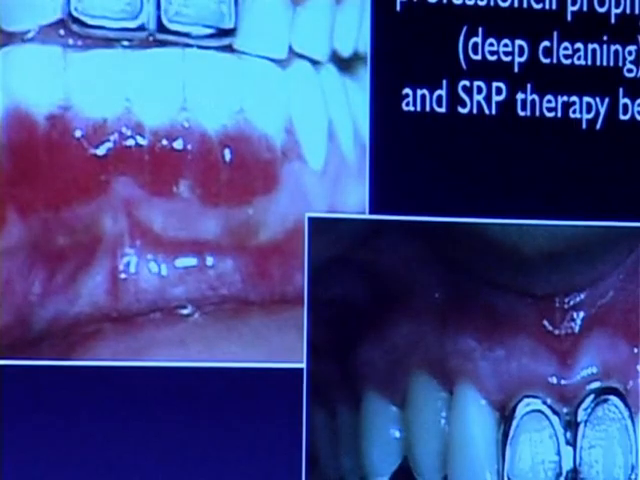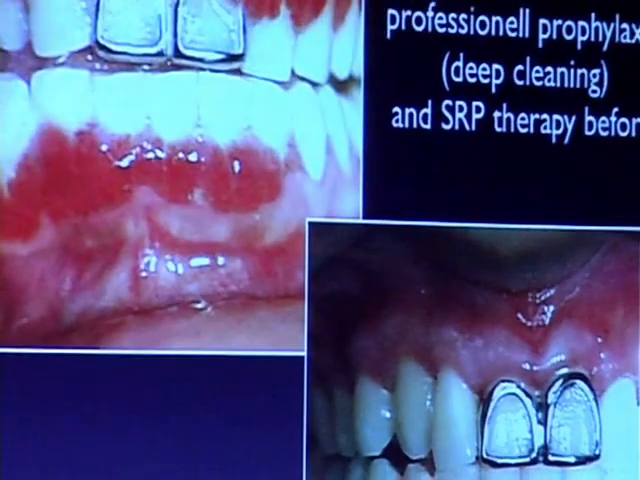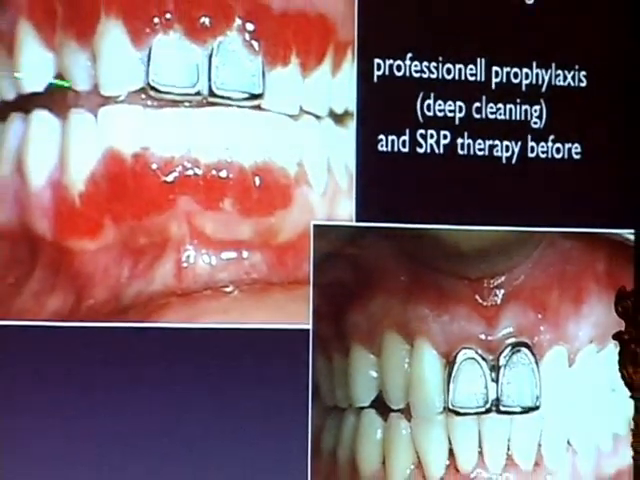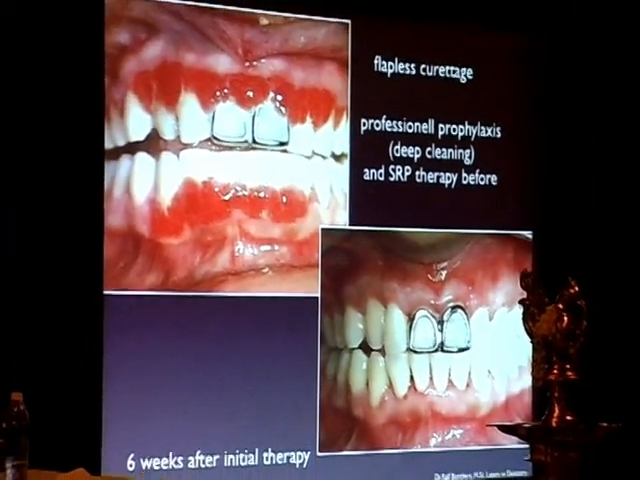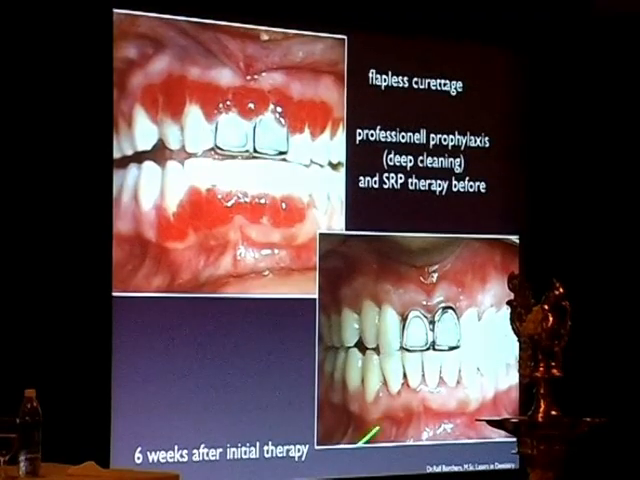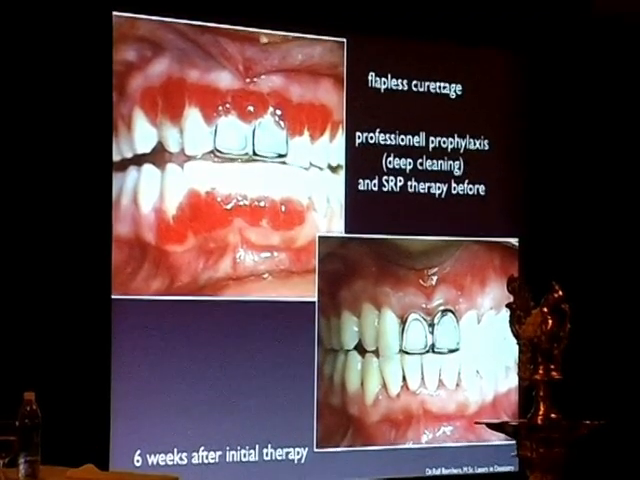This is a very serious case, and we've tried this flapless with a professional deep cleaning, scaling and root planing, and laser therapy. And this is the situation 6 weeks after the initial therapy, and we have just lased all the pockets once again. And you can see it's looking much, much better now.